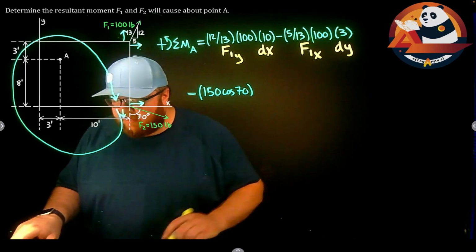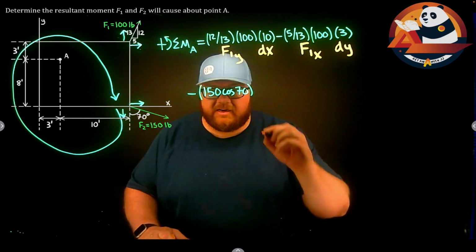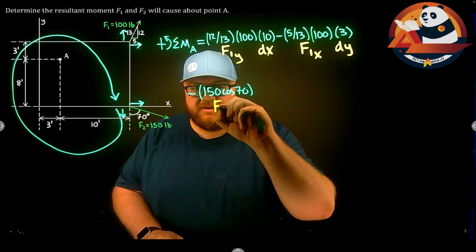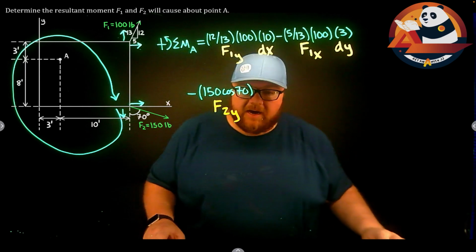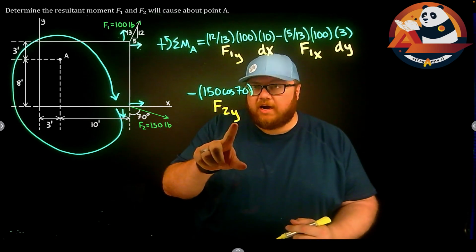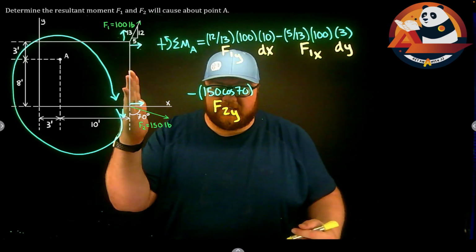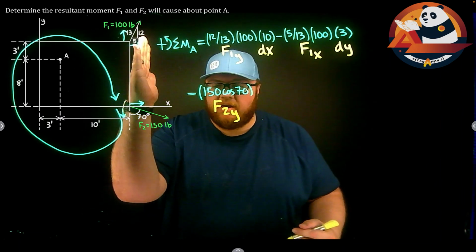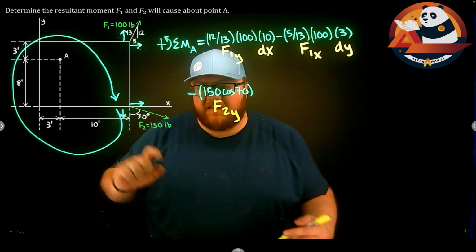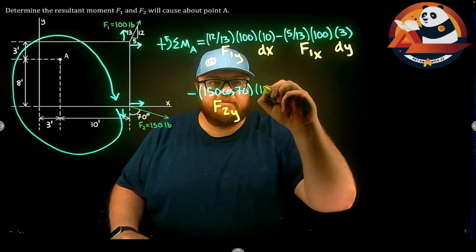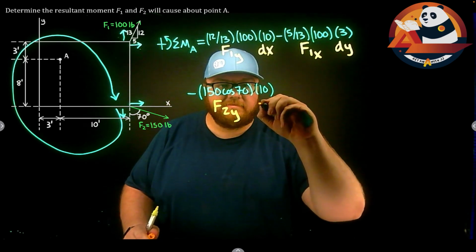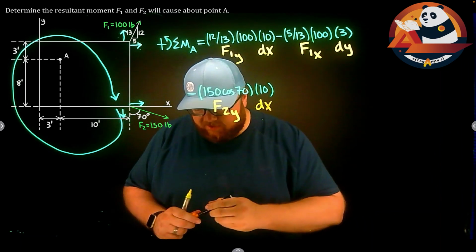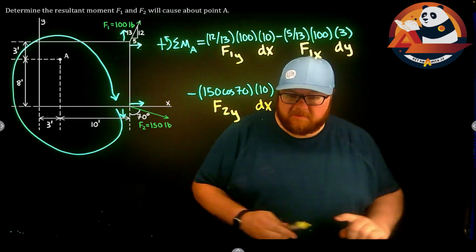150 cosine 70, all that I have right there, is F2y. So I need to multiply by an x distance. Y goes with x every time. So it's my distance from the y component, my arm, back to A, 10 feet, times 10. That was dx for this second force's y component moment.